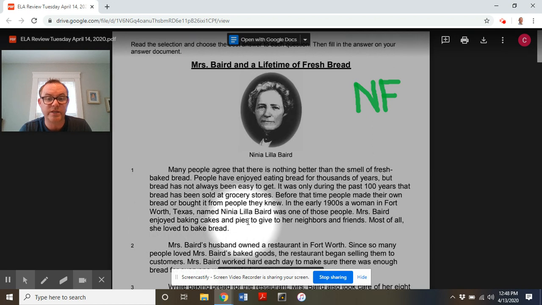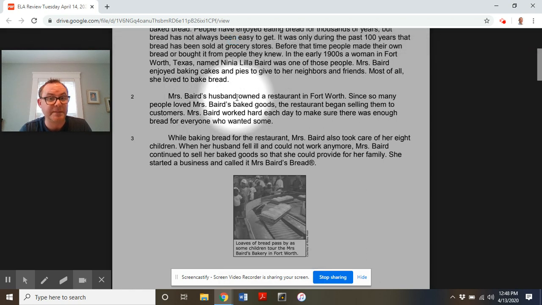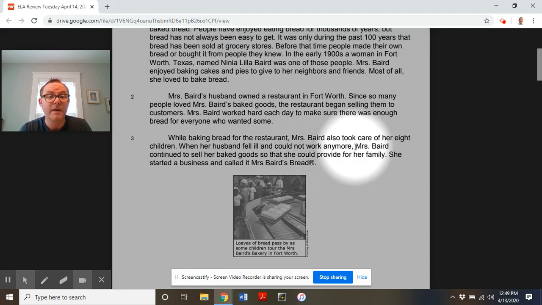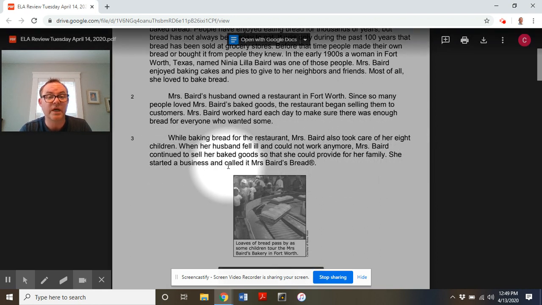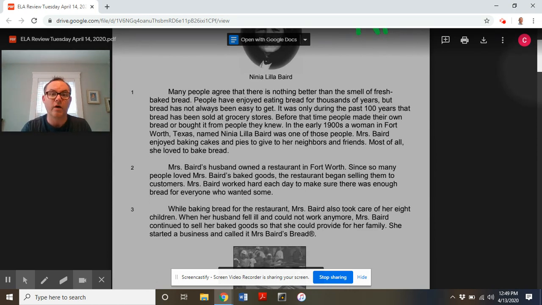Mrs. Baird enjoyed baking cakes and pies to give to her neighbors and friends. Most of all, she loved to bake bread. Mrs. Baird's husband owned a restaurant in Fort Worth. Since so many people loved Mrs. Baird's baked goods, the restaurant began selling them to customers. Mrs. Baird worked hard each day to make sure there was enough bread for everyone who wanted some. While baking bread for the restaurant, Mrs. Baird also took care of her 8 children. When her husband fell ill and could not work anymore, Mrs. Baird continued to sell her baked goods so that she could provide for her family. She started a business and called it Mrs. Baird's Bread. All right, well, let's stop there before we go on to the next page and the next section. Okay, so what is the main topic of this article?